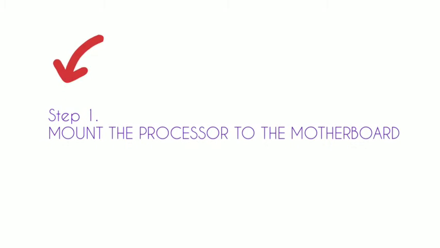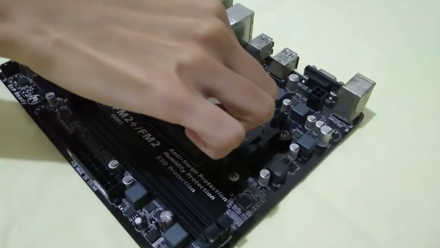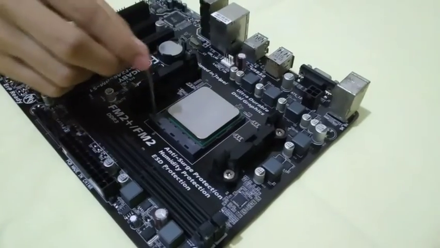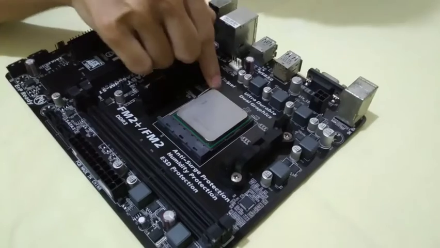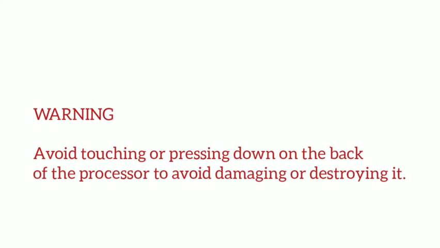Step 1. Mount the processor to the motherboard. Locate the CPU socket holder on the motherboard. Gently place it straight down and secure it into the motherboard socket, holding the processor by its sides. Avoid touching or pressing down on the back of the processor to avoid damaging or destroying it.